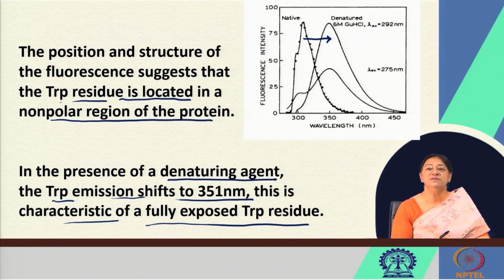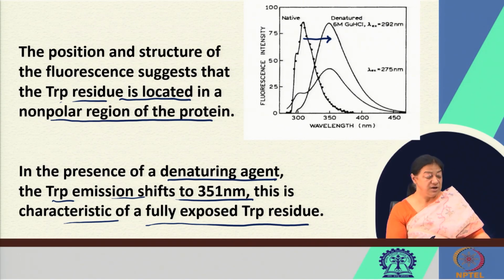Now, this is easier if you have, say, one tryptophan in your molecule where you have the tryptophan either buried or exposed. So, if it is buried, as it is in this case, and we denature the protein, then the tryptophan amino acid is exposed, giving us a fluorescence emission spectra such as seen here.